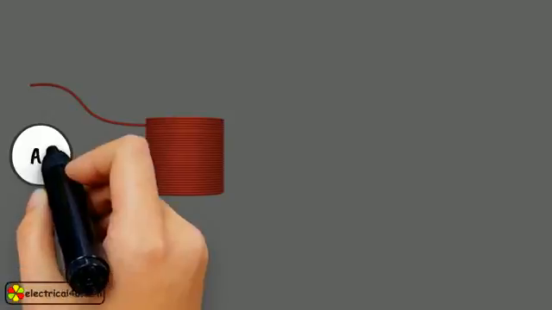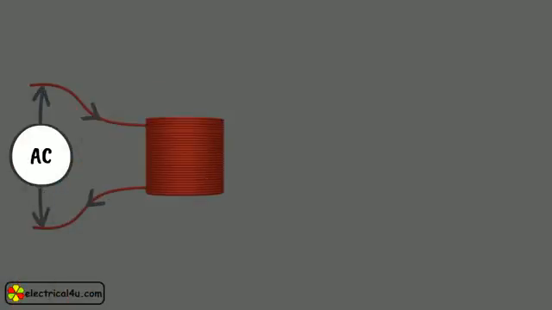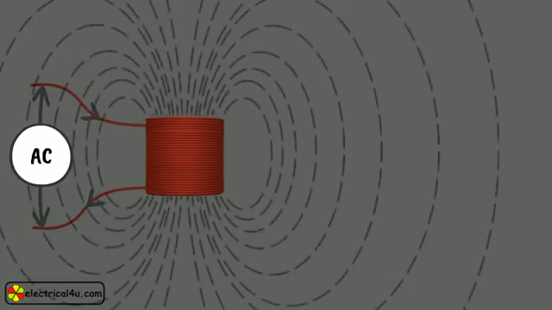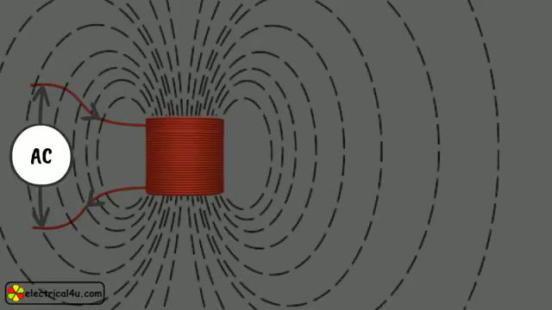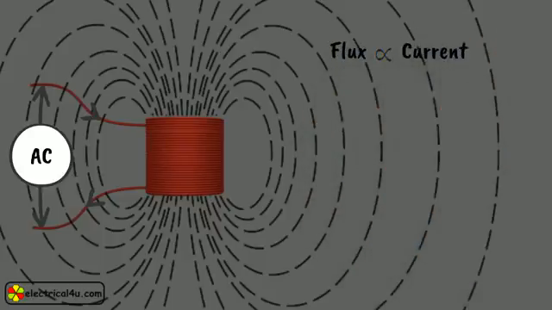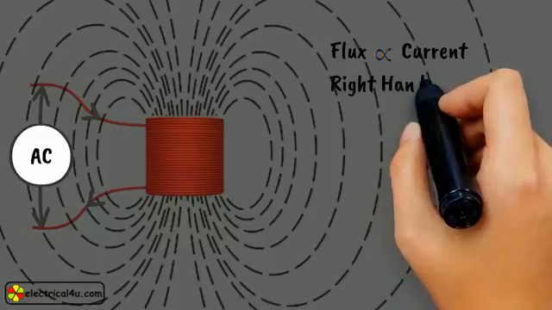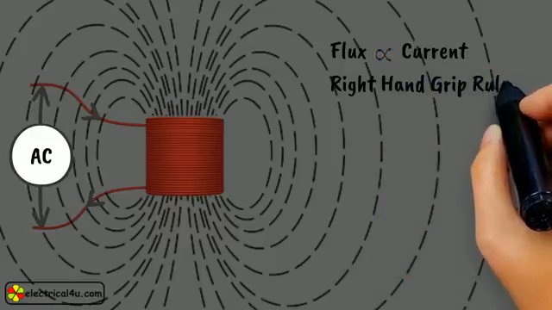When an alternating current is allowed to flow through any of the windings, there will be an alternating flux produced surrounding the winding. The magnitude of this flux is proportional to the magnitude of the current flowing through the winding. The direction of the flux is according to the direction of current. The direction of the current in the winding can be found out by applying right-hand grip rule.